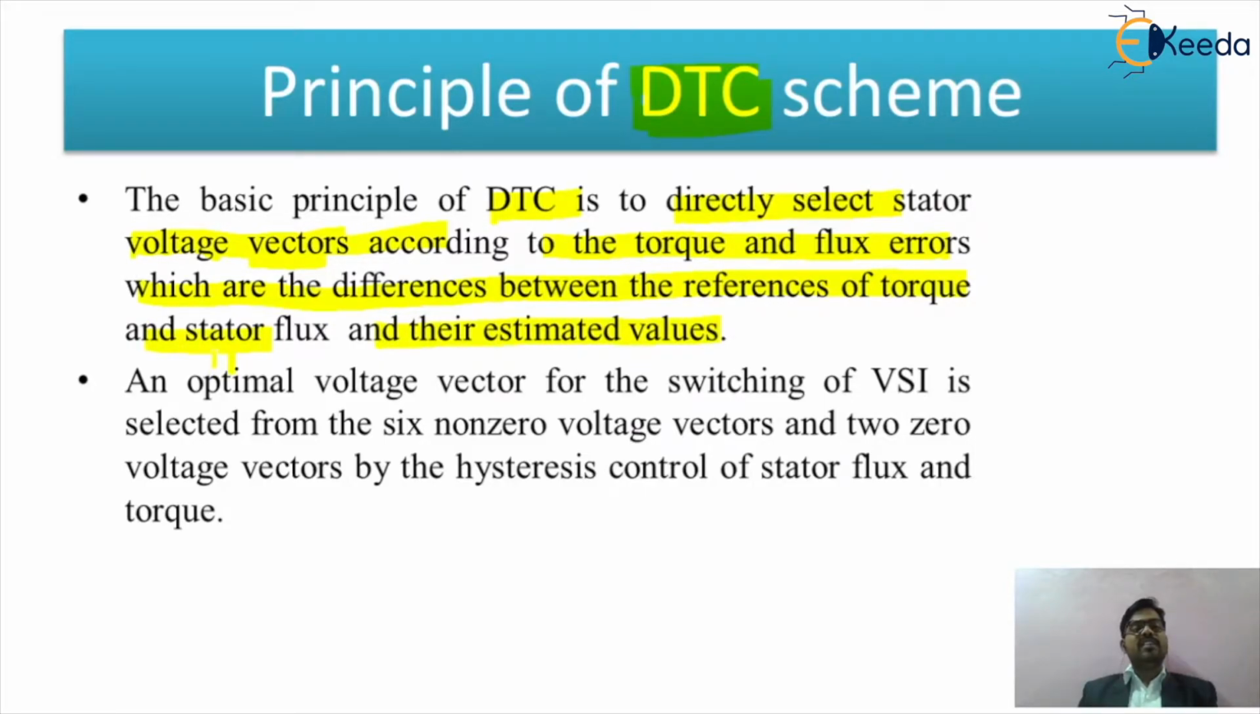So friends, now we can understand this principle by using a detailed block diagram. That will be very easy for the understanding. And the second part, the optimal voltage vector for the switching of the VSI is basically selected from 6 non-zero voltage vectors and 2 zero voltage vectors by hysteresis control of your stator flux and torque. So this will be the very basic and fundamental principle of your DTC scheme.